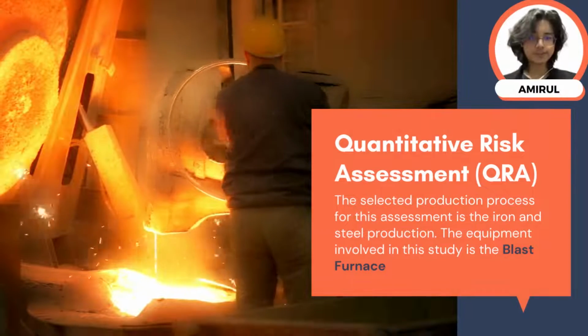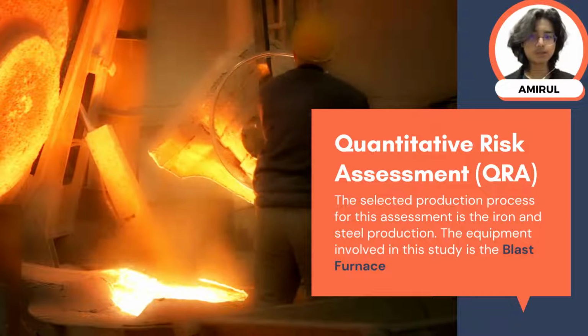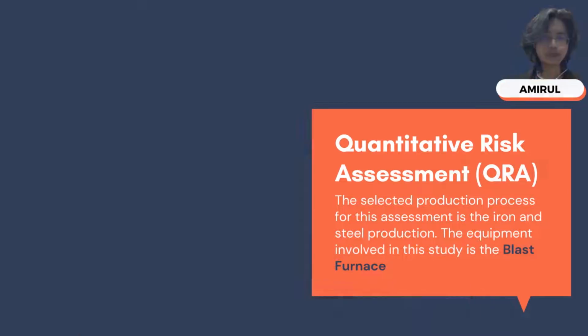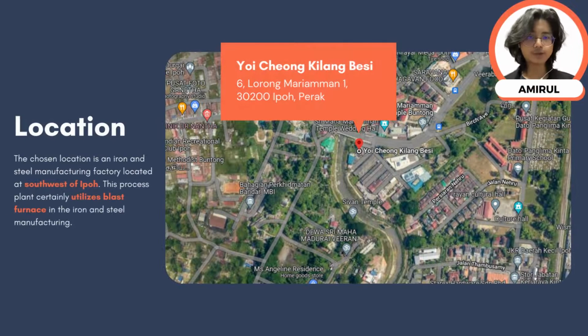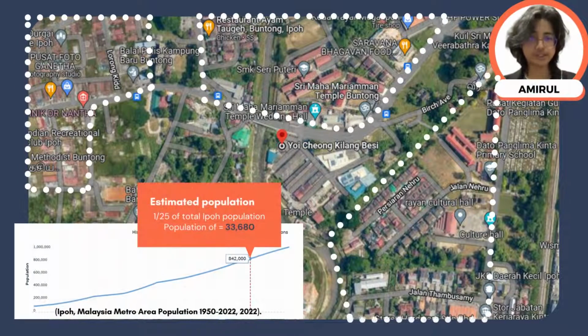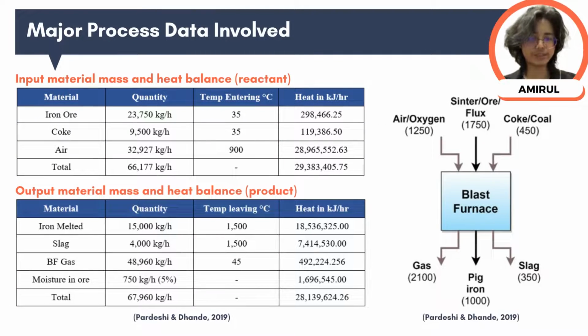For the quantitative risk assessment of this project, the selected production that will be studied is involved in the iron and steel industry, which is the blast furnace. The plant is located at the southwest of Ipoh, nearby a residential area, which is Soi Cheong Kilang Besi. The population of the nearby residential area totals 33,680, represented by 3 areas marked by the white dotted lines. The process involved in the blast furnace can be seen here.